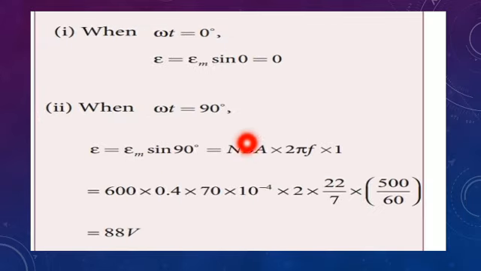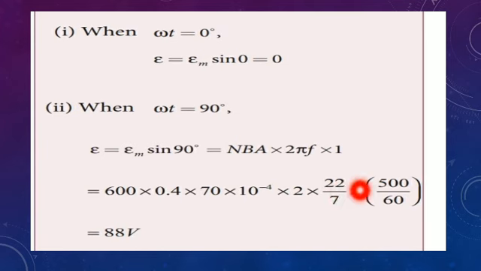Therefore, Em is equal to NBA into 2 pi f into sine 90. The N value is 600, the B value is 0.4, and the A value is 70 into 10 power minus 4, because the area is in centimeter square, that's why it is 10 power minus 4. Into 2 into 22 by 7 for the pi value, or otherwise you can take 3.14, both are the same.